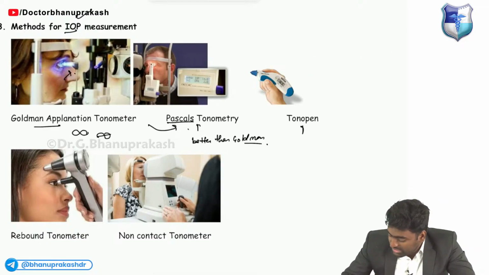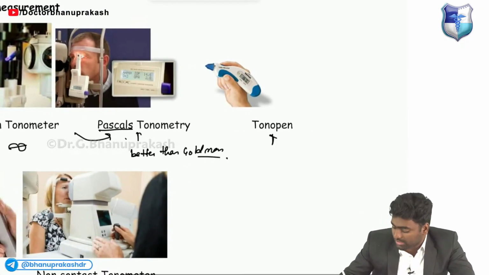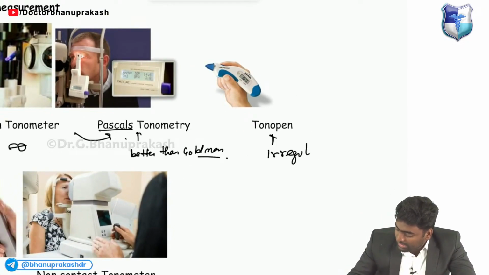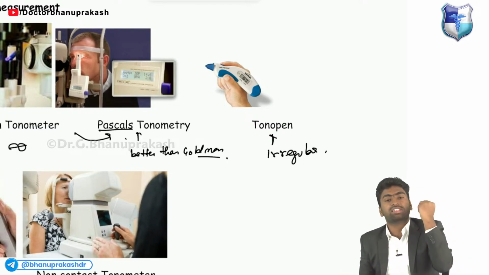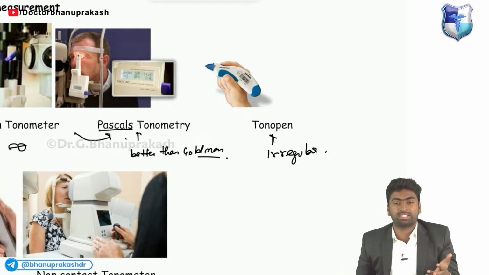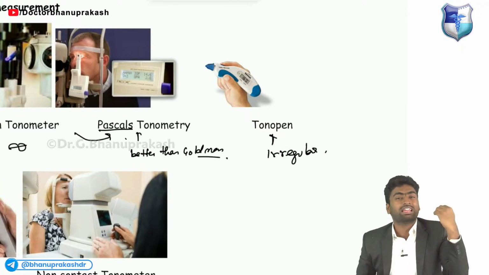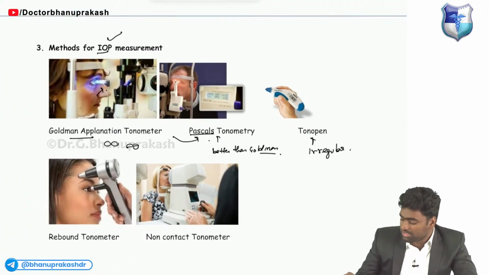Yeah. My next one is the Tono-Pen. This Tono-Pen is used for an irregular cornea. If the cornea is not regular, for example, if there is any scarring or opacity of the cornea, after trachoma there is opacity, after vitamin A deficiency there was some xerosis, leading to an irregular cornea, in such cases we'll use the Tono-Pen.